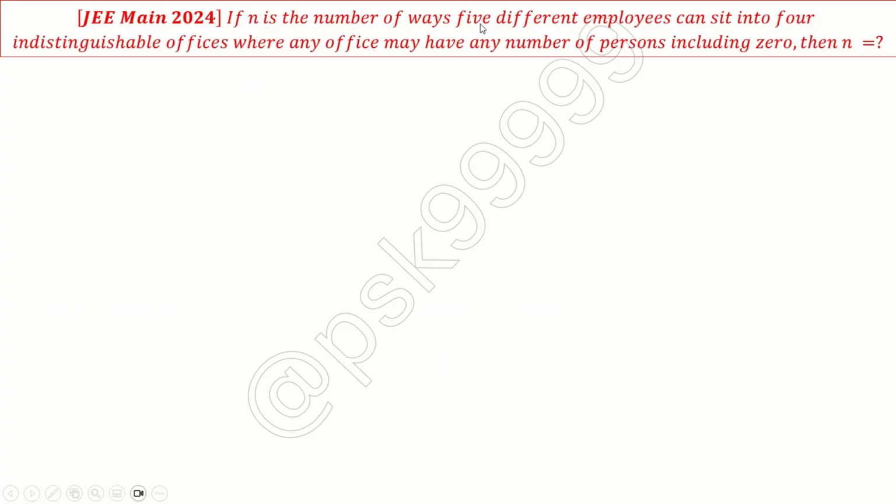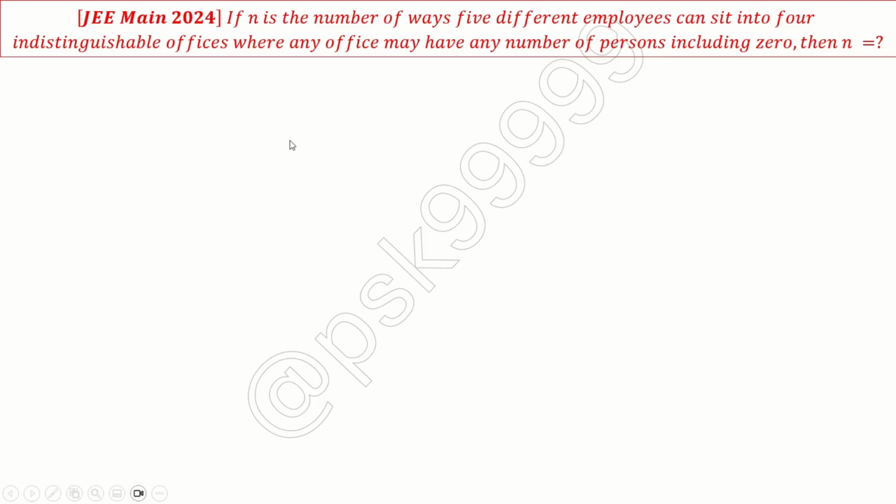If n is the number of ways 5 different employees can sit into 4 indistinguishable offices, where any office may have any number of persons including 0. Any number of persons are possible. Then what is n? Value of n. So we understood the table very well now.